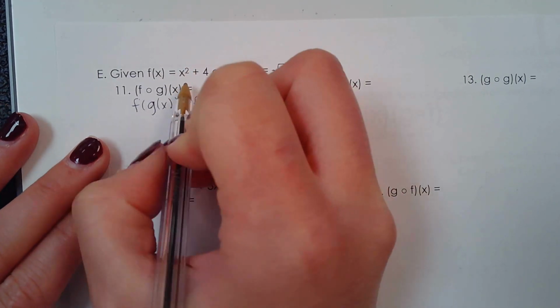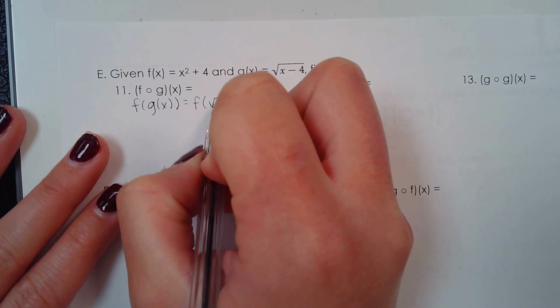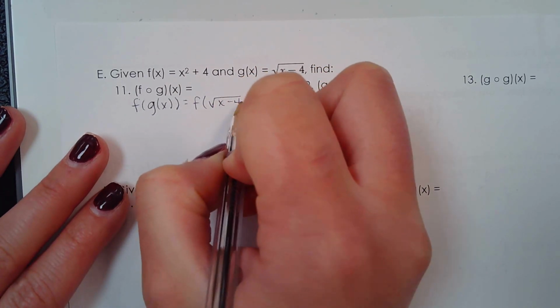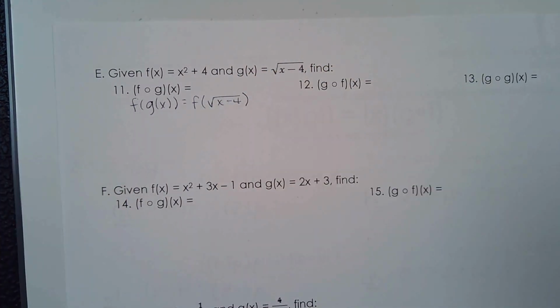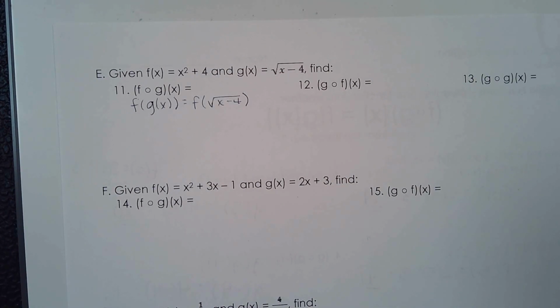So everywhere that we have an x, we're going to plug in the square root of x minus 4. Do we notice anything yet? Just looking at those two functions? They're going to cancel out. Specifically, those two functions. They're inverses, right? So what do you think is going to happen when we do a composition of inverses?